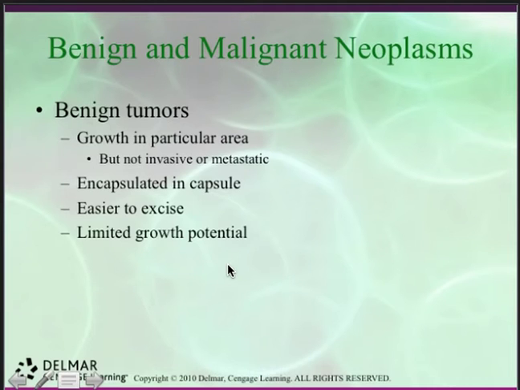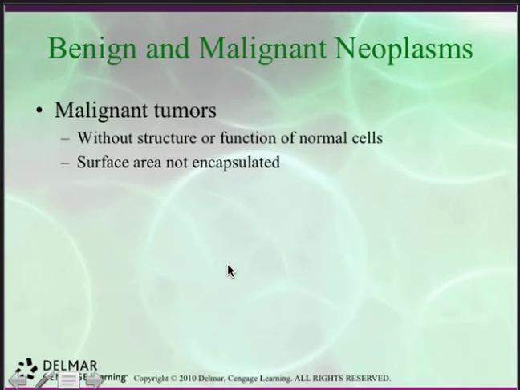Okay. Benign tumors have growth in a particular area, but they're not invasive or metastatic. They tend to be enclosed in a capsule, and they're easier to remove as a result. And they have limited growth potential. But malignant tumors are different. They are generally without the structure or function of normal cells. They don't really do anything except consume fuel and oxygen and grow.